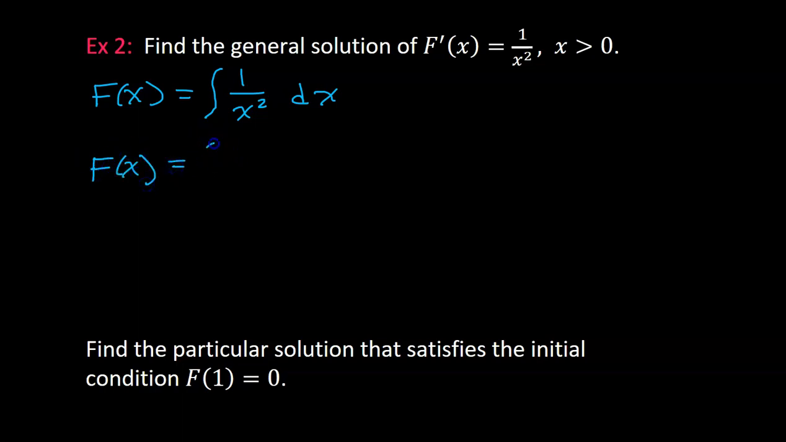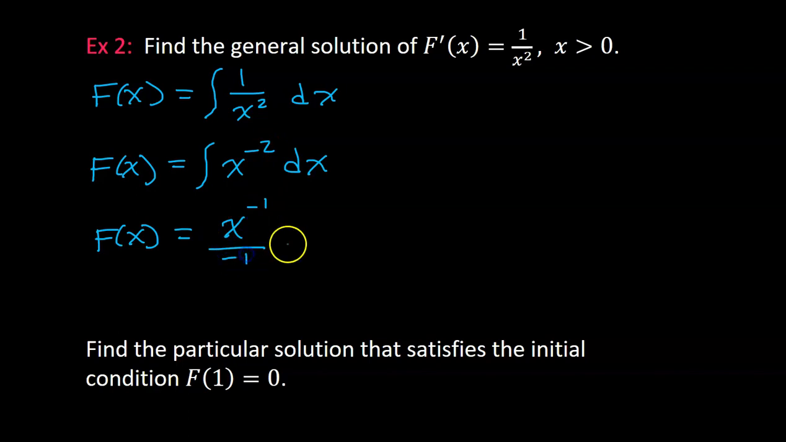So this is the same as the integral of x to the negative 2 power dx. The power rule of integration says we should add 1 to the exponent and then divide by the new exponent. So capital F of x will equal x to the negative 1 power, see we've added 1, divided by negative 1. Of course, we must include the constant of integration.